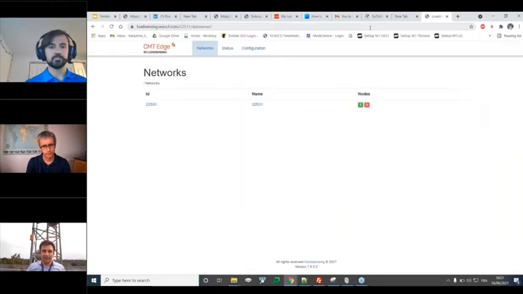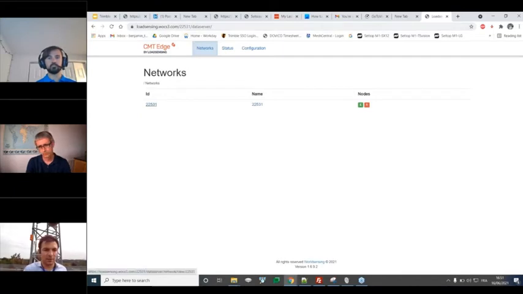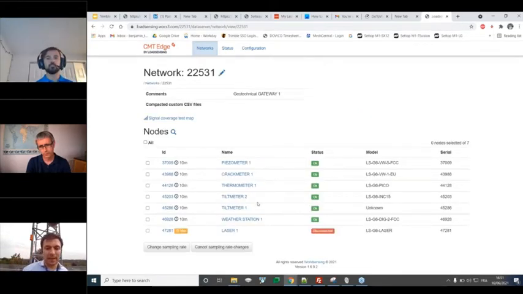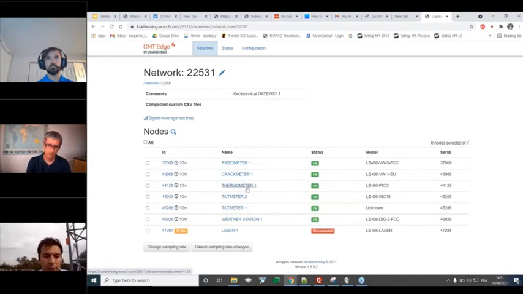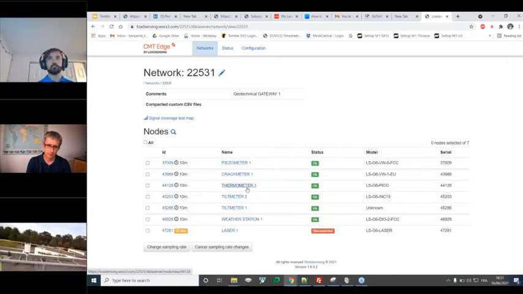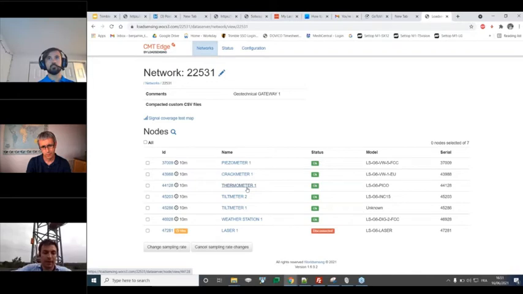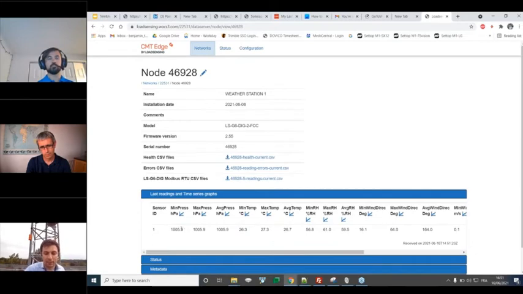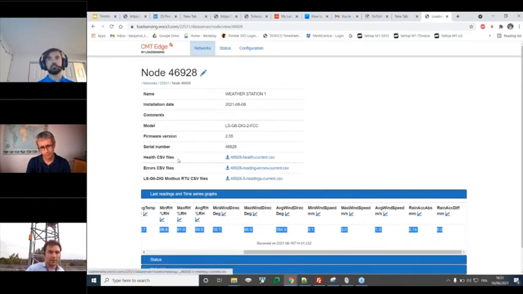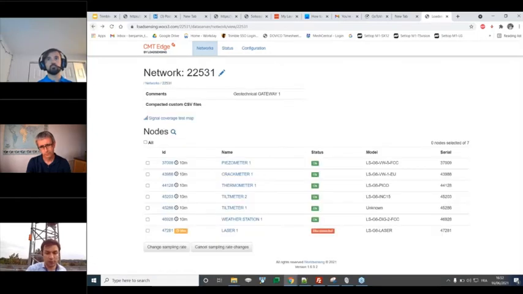Okay, so now I'm going to connect to my gateway. Basically, you just have to enter Loadsensing and the serial number. And when you select here, you can see directly, as I mentioned before, all the sensors connected through this gateway. So right now we have one piezometer, one crack meter, one thermometer, two tilt meters, one weather station, and one laser. For example, if I select the weather station, I can see directly the data in real time captured by the data logger through the gateway.